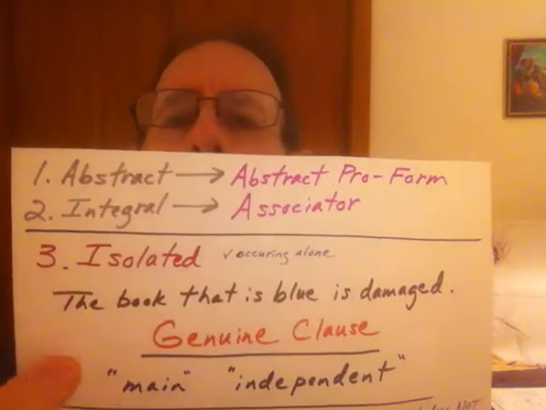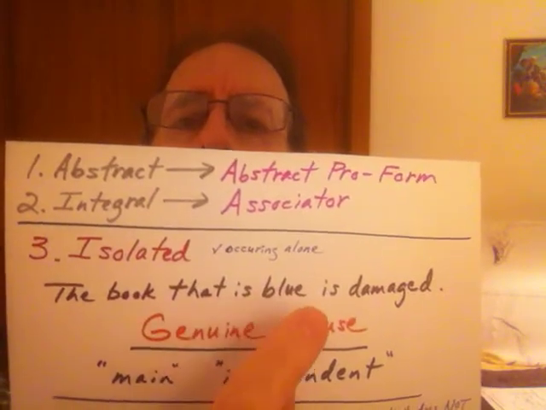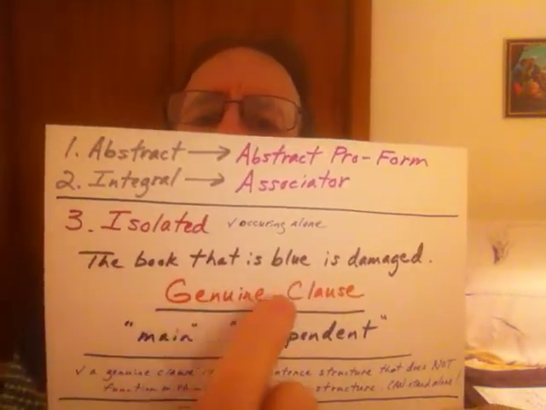Now here we have our sample sentence. The book that is blue is damaged. And that's a genuine clause. This is what I call it, a genuine clause. It's sometimes referred to as a main clause or an independent clause, but I call it genuine. It can stand alone at any time. A genuine clause is a full sentence structure that does not function within another sentence structure. It can stand alone, okay?